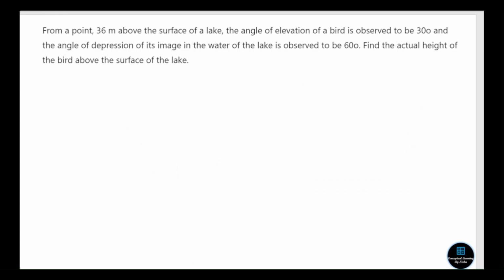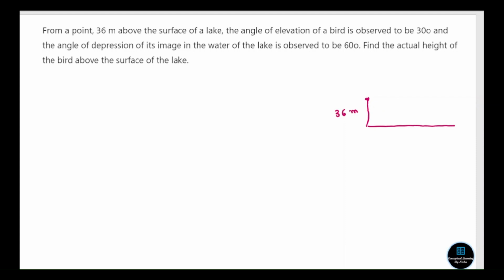Now, a very interesting question which we have. Be careful when you make the figure. Once you make the figure, it is very easy to solve this. So let's understand what they have given. From a point 36 meter above the surface of a lake. So we have to make the surface of the lake like this. Now a point of observation is here, 36 meter above the surface. So this is 36 meter.